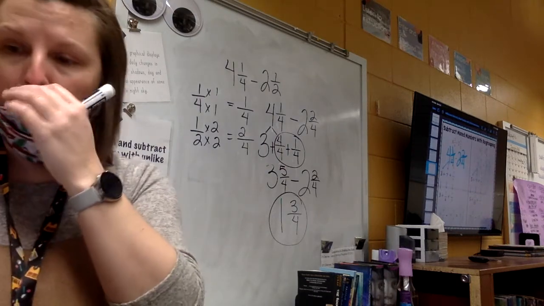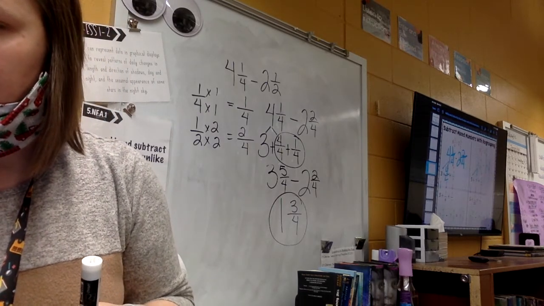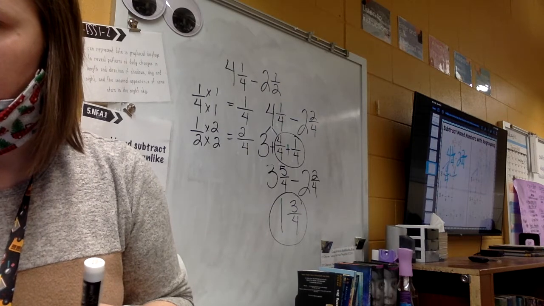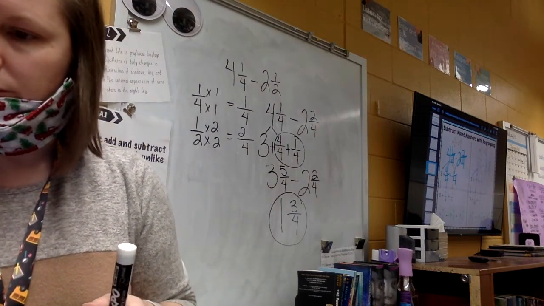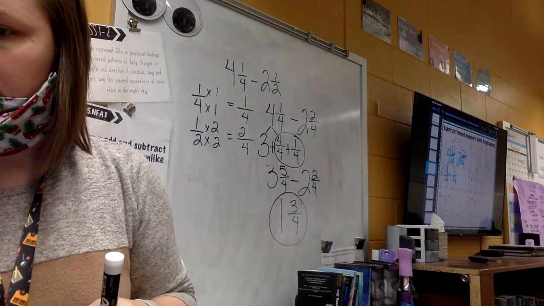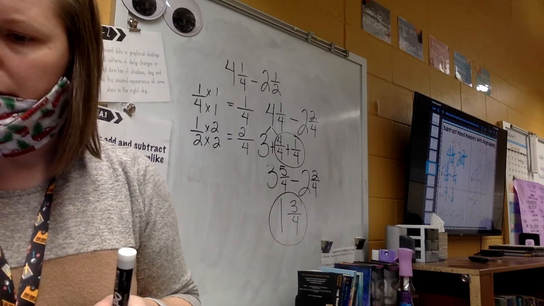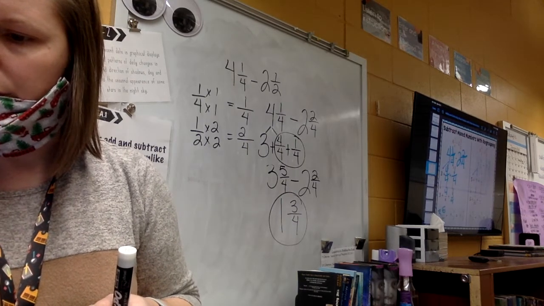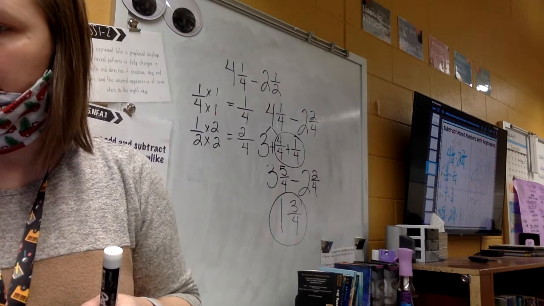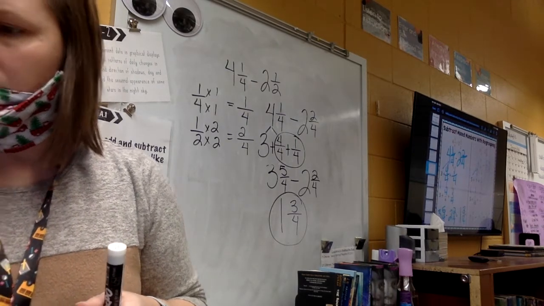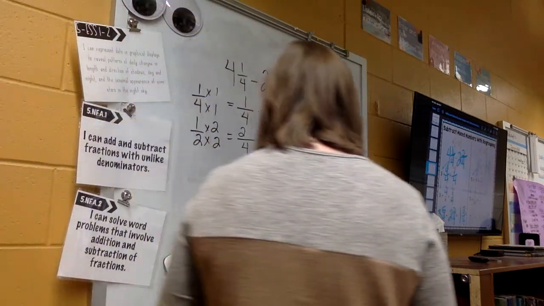Okay? So, I'm not sure why they put that on there twice, but 3 and 5 fourths minus 2 and 2 fourths gives me 1 and 3 fourths. Okay, let's look at this other one.